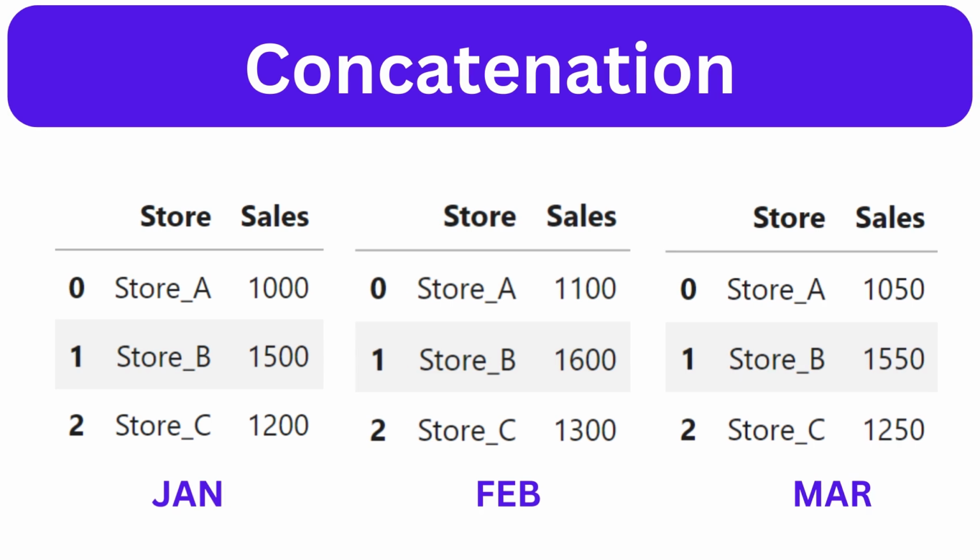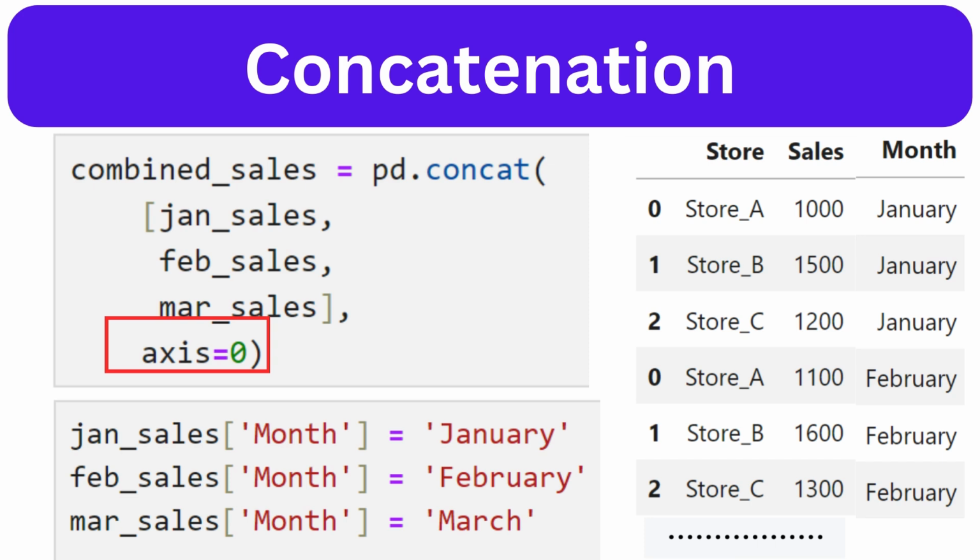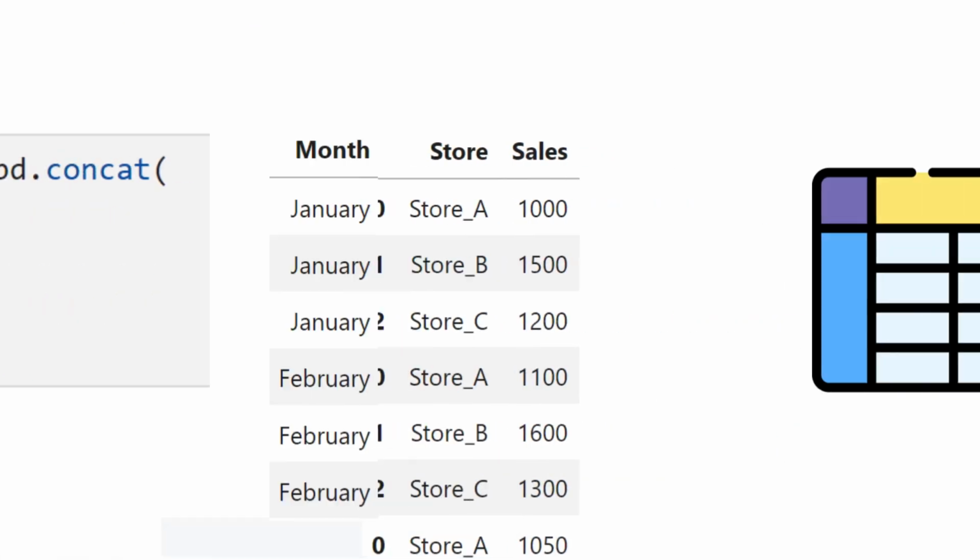A good example is when you have monthly sales data stored in separate files for each month and you want to combine them into a single data frame for analysis. As you can see in this example, axis equal to 0 means we are concatenating row-wise. For column-wise aggregation, the axis would be equal to 1. As you can see, the data has been combined into a single data frame.